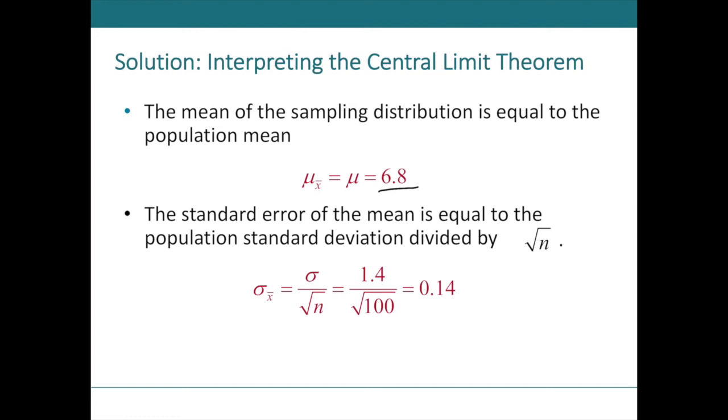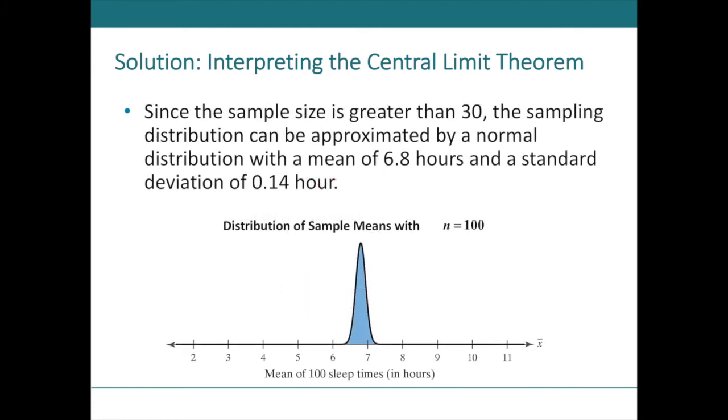The standard error of the mean is equal to the population standard deviation divided by square root of n, as we've said a few times. And since we had a standard deviation of 1.4 and we've got 100 in our sample, this makes our standard deviation very small, rather precise.